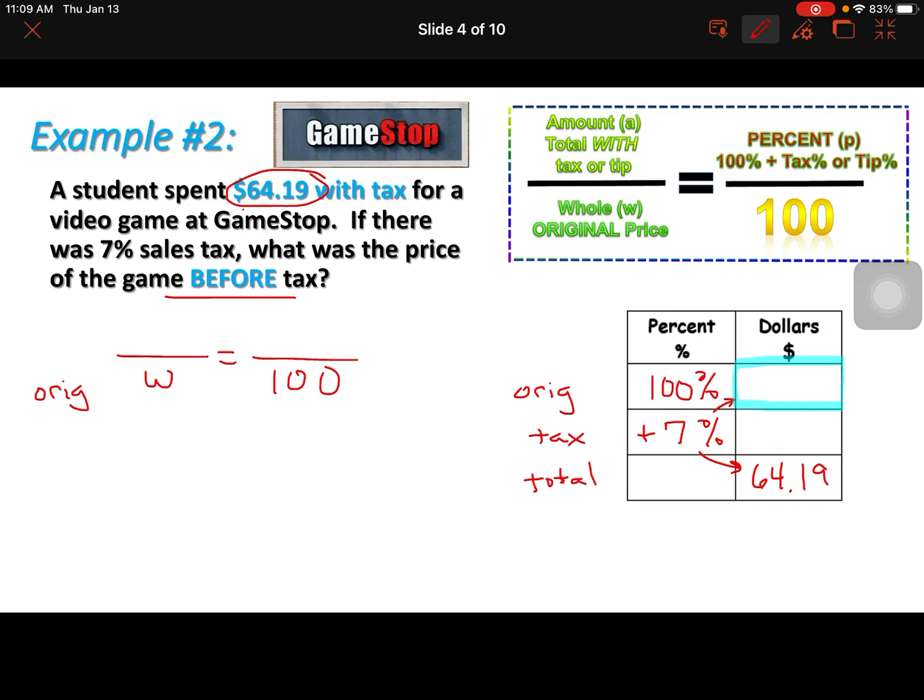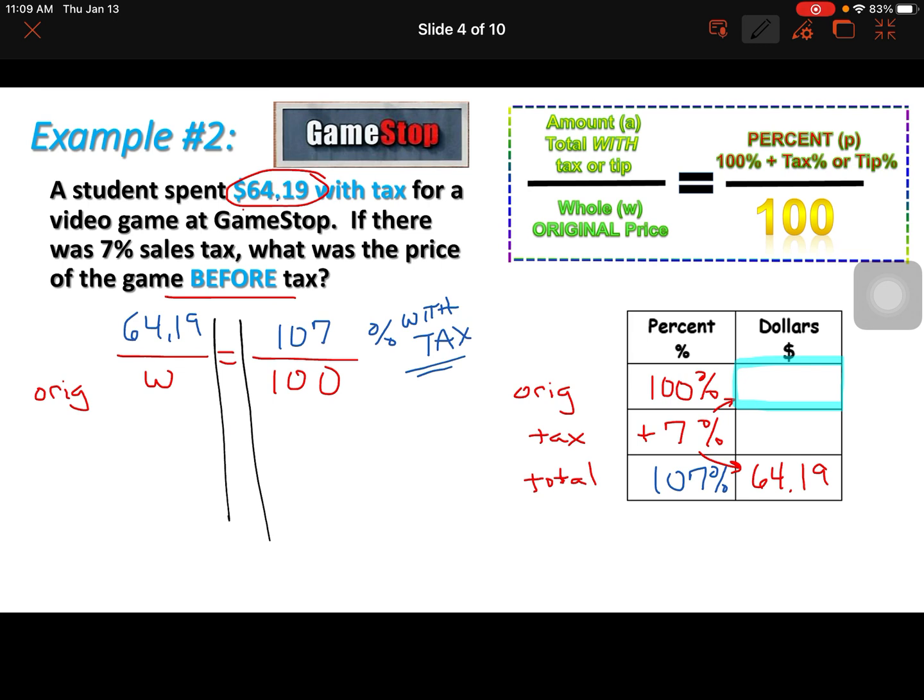And so the only way you can work backwards is we have to add these and get 107%. What we need to realize is we have the total with tax. So if I have the total with tax, I need the percent with tax. And so this is the only way we can work through this one. So we have to use 107% of the $64.19. And now we can work backwards to our original.